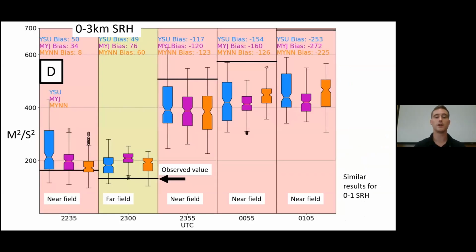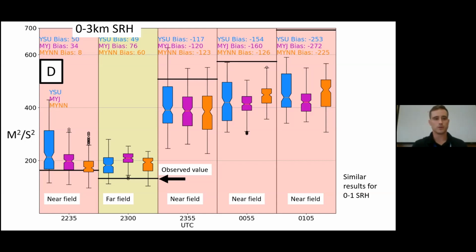Okay, so now moving on to the kinematic variables. Here I have these same box plots, however, this is for 0 to 3 kilometer SRH. And all of the radiosondes made it above 3 kilometers. So fortunately, I was able to compare all of the 0 to 3 kilometer SRH values from these radiosonde observations.